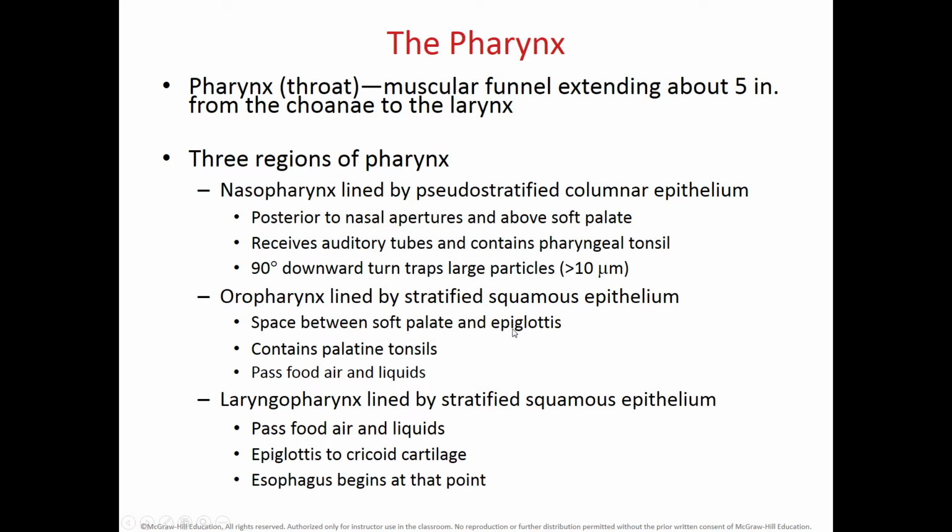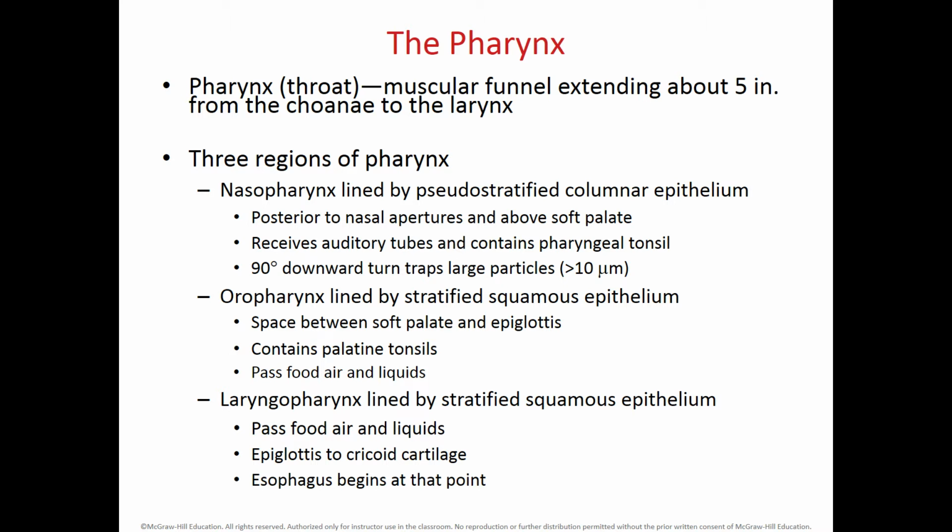The next portion of the respiratory system is the pharynx, which is made out of muscle. So it's a muscular funnel that measures around 5 inches in length. And it runs from the choana, the posterior nasal aperture, up to the larynx. Now the pharynx is subdivided into 3 major regions. The nasopharynx, the one that is posteriorly located to the nose, then the oropharynx, the one that is posteriorly located to the oral cavity, and then the laryngopharynx, which communicates the oropharynx with the larynx.